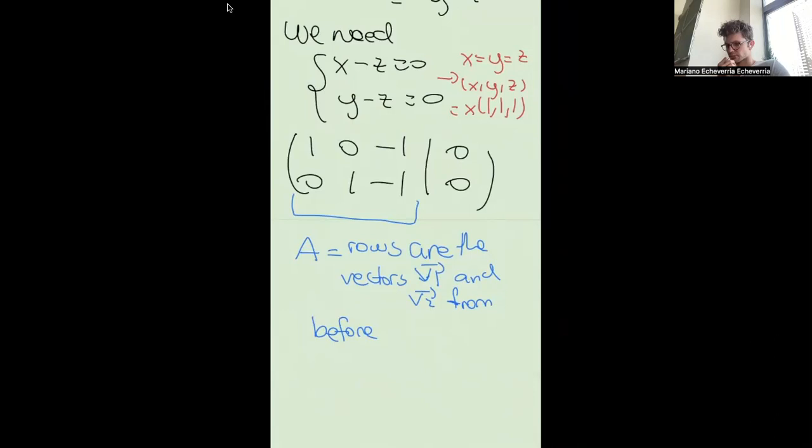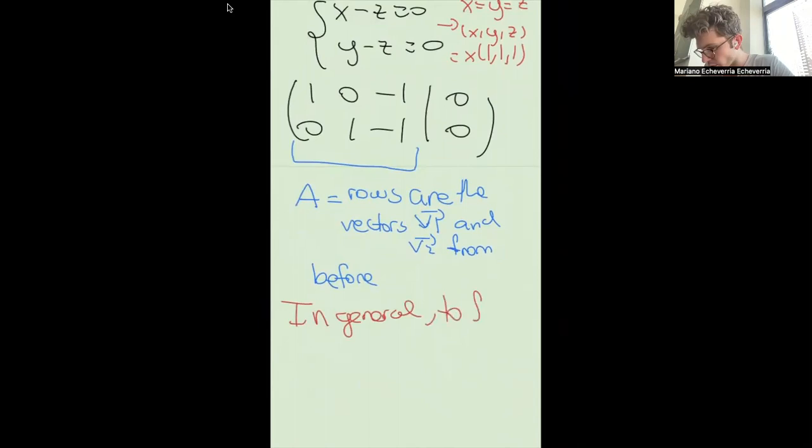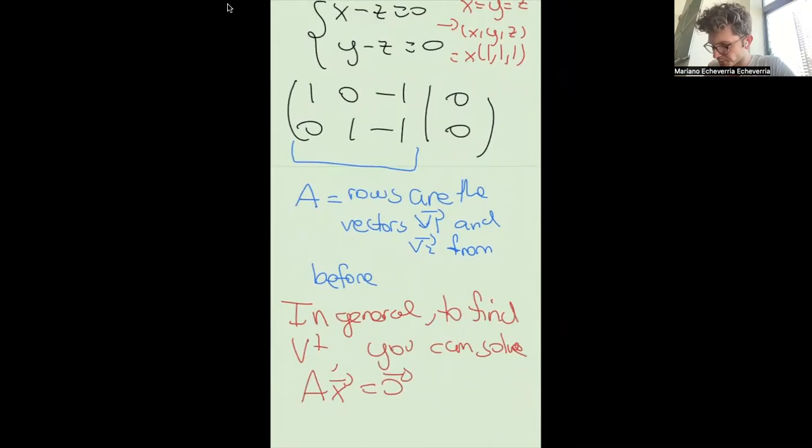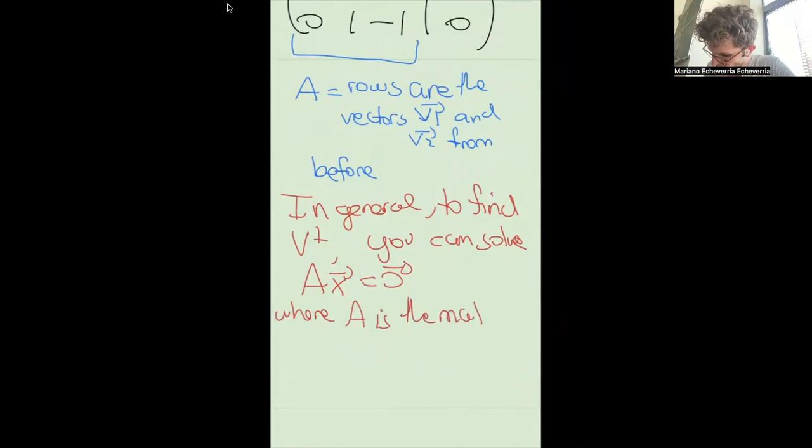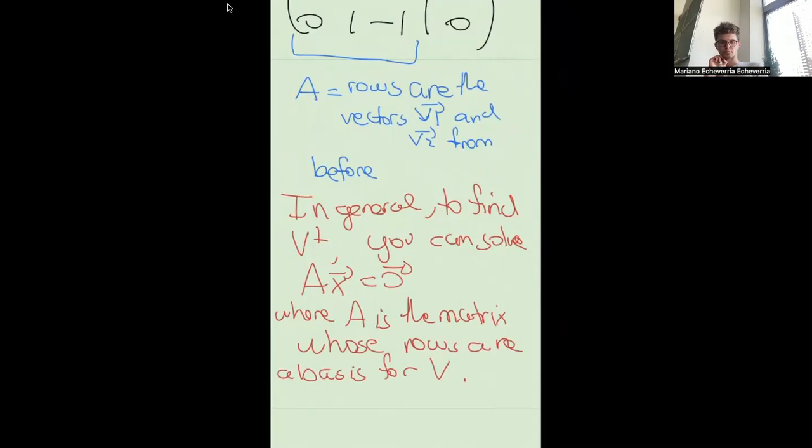Hopefully it shows you what happens in general. So in general, to find the perp, you can solve AX equals zero, where A is the matrix whose rows are a basis for V. And this is the most important thing of what I have said thus far concerning V perp. So to find V perp, you actually solve a homogeneous system, but what you put in the matrix of this homogeneous system is the basis for V.